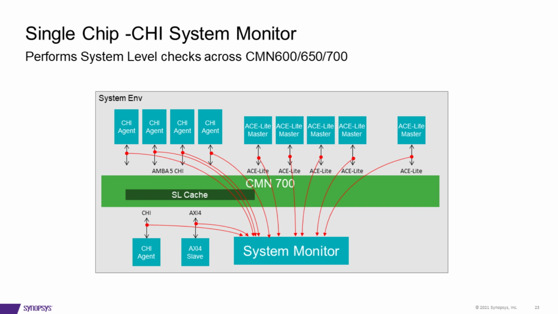So to ensure that coherency is maintained across the CMN, it is very important to perform those checks. As part of the solution, we provide the CHI system monitors, which monitor across all the interfaces in the design: the AMBA 5 CHI interfaces, the ACE-Lite masters, the CHI slaves, the AXI4 slaves. It monitors each and every port and ensures that coherency is maintained in the system. Now, I was talking about a single CMN-700.